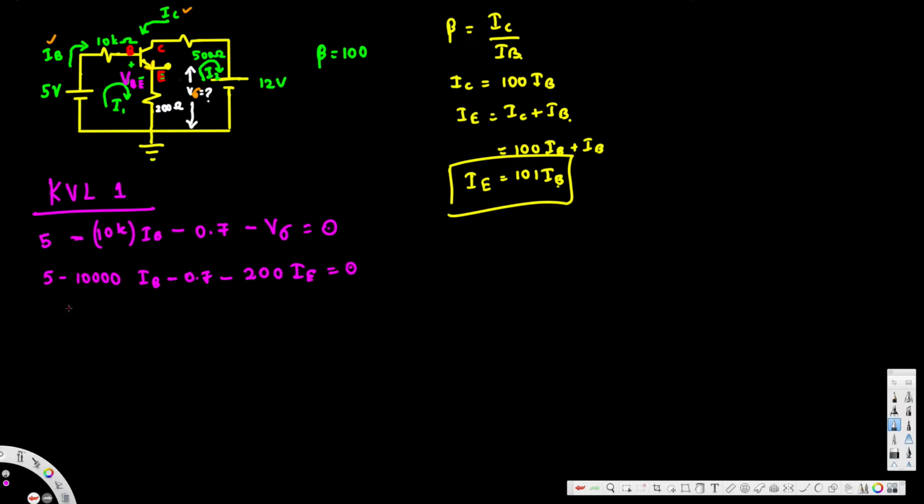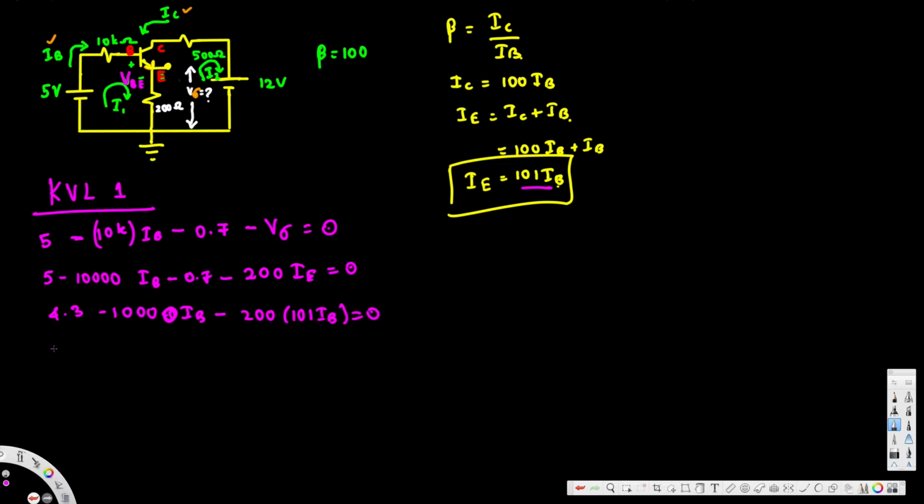Now 5 minus 0.7, that's 4.3. So 4.3 minus 10,000 IB and minus 200 times IE. Here we have two unknown variables, IB and IE. To make everything one variable, we can replace this IE with 101 IB. That's why we created a relation in the beginning. So instead of this IE, I'm going to put 101 IB right here, that's equal to 0.